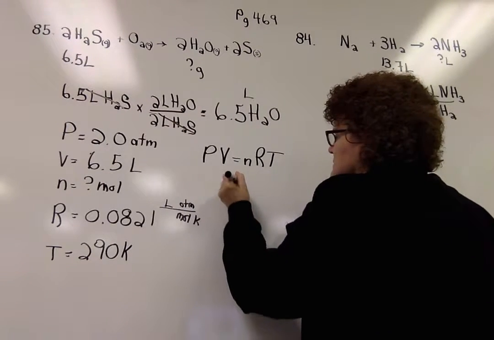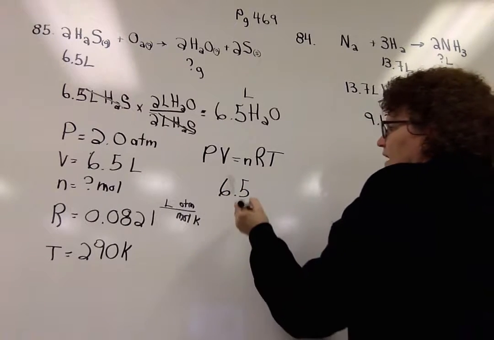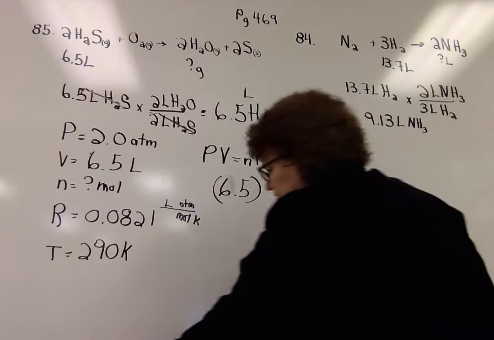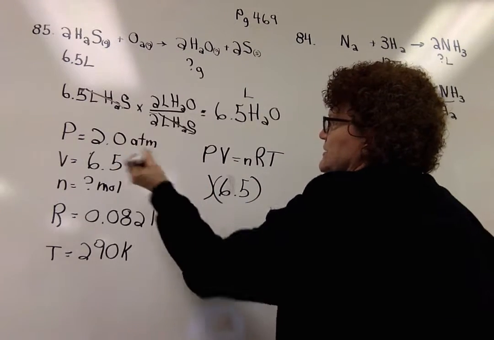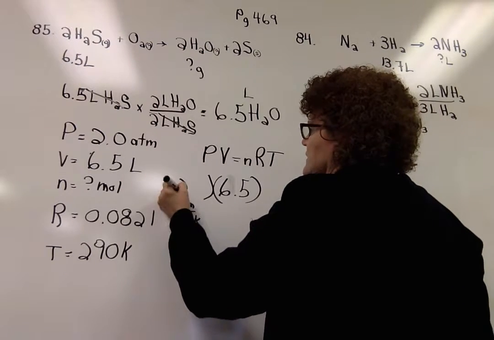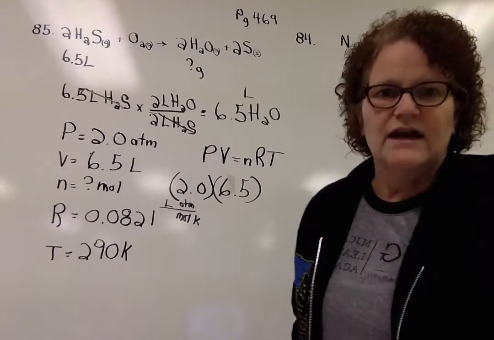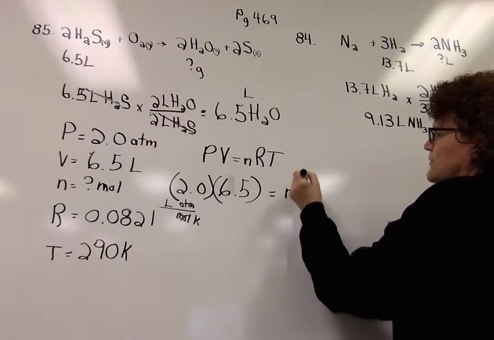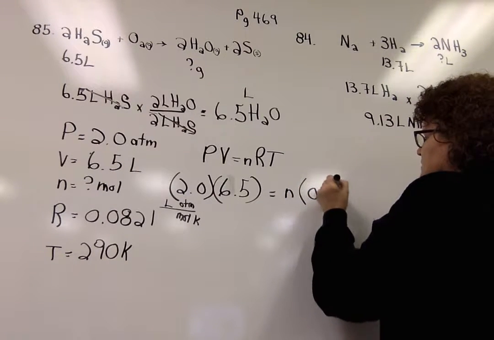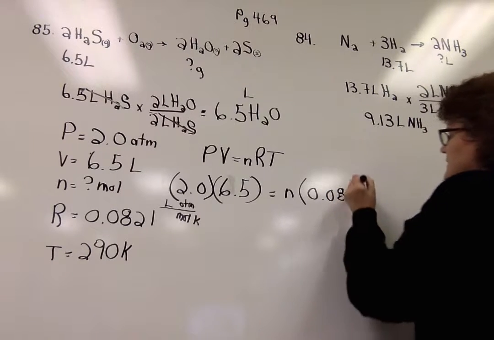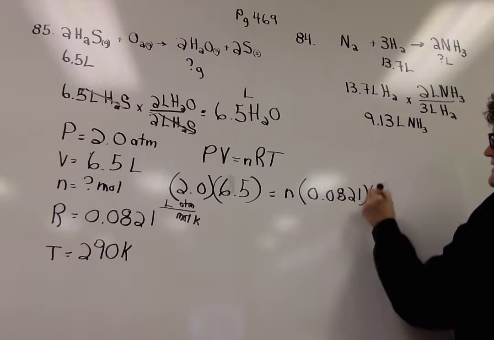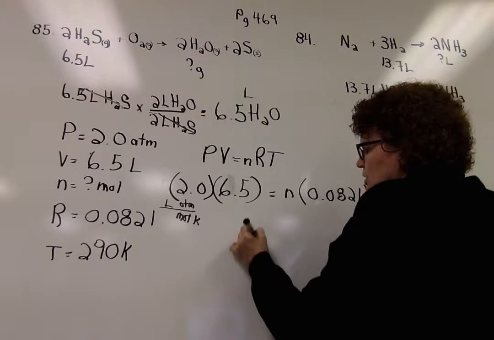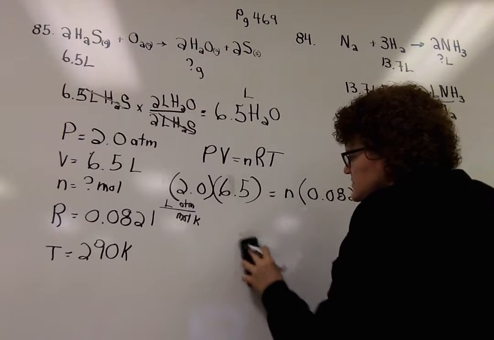So the pressure, the pressure is 2.0, right? So the pressure is 2.0. The volume is 6.5. N, we don't know. The R is 0.0821. And the temperature is 290.